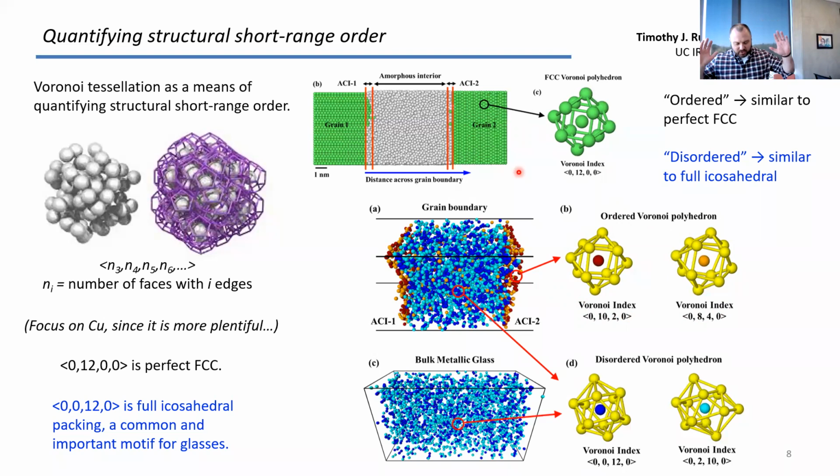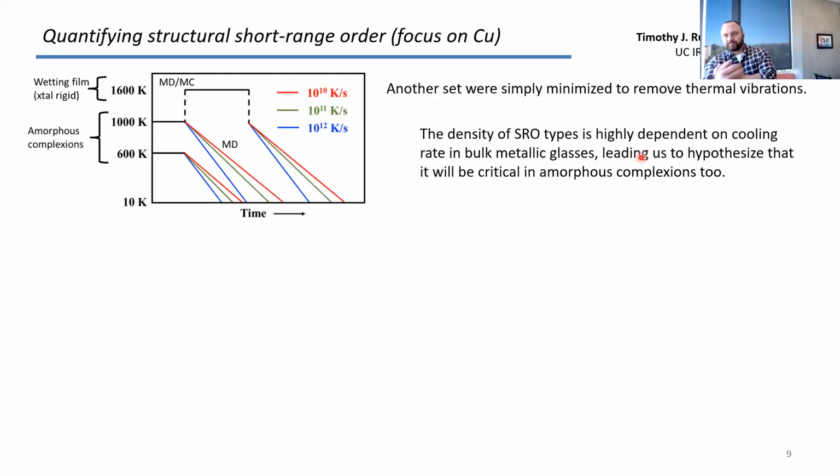So for the rest of my talk, I'm just going to try to simplify this so we don't have to remember all these numbers. And I'm going to call the icosahedral and the near icosahedral disordered polyhedra. And I'll call the types of Voronoi cells that are similar to FCC ordered. Okay, just put it in 2 bins so we can be a little bit more streamlined. When we do all of this, we also have been careful to try to understand the effective cooling rate to the extent that we can do that in an MD simulation. And I'll come back to that in a little bit because this is something we're going to explore more thoroughly in experiments.